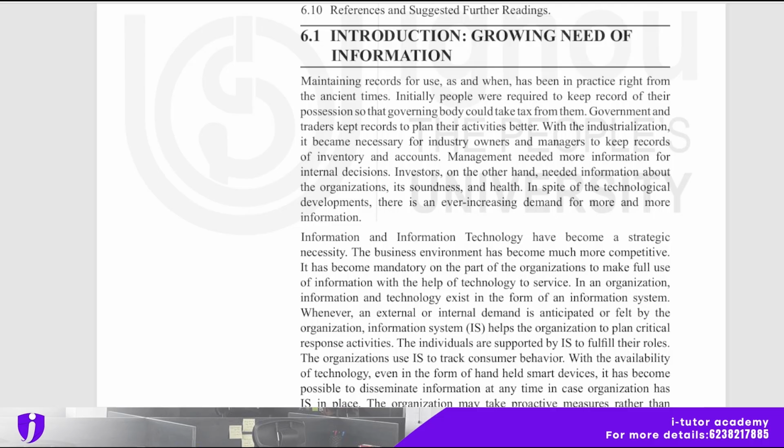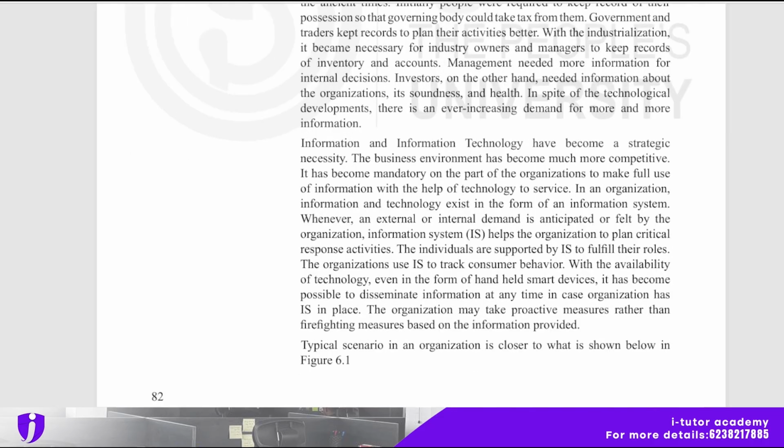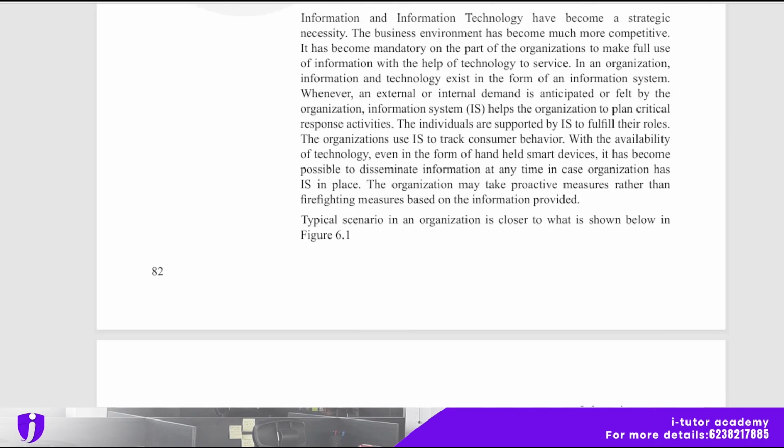In spite of technological development, there is an ever increasing demand for more and more information. Information and information technology have become a strategic necessity. The business environment has become much more competitive. It has become mandatory on the part of the organization to make full use of information with the help of technology. In an organization, information and technology exist in the form of an information system.